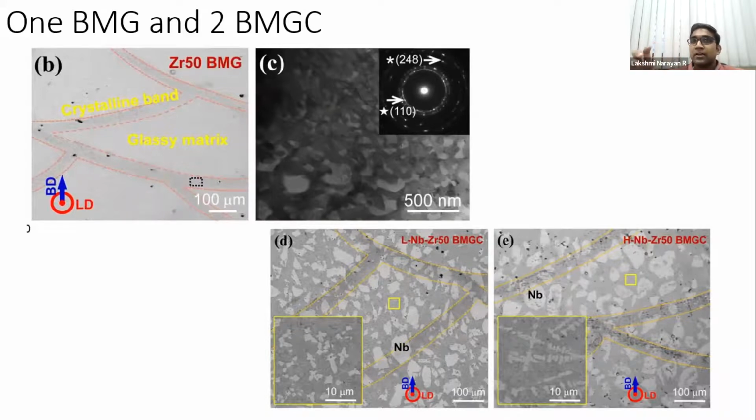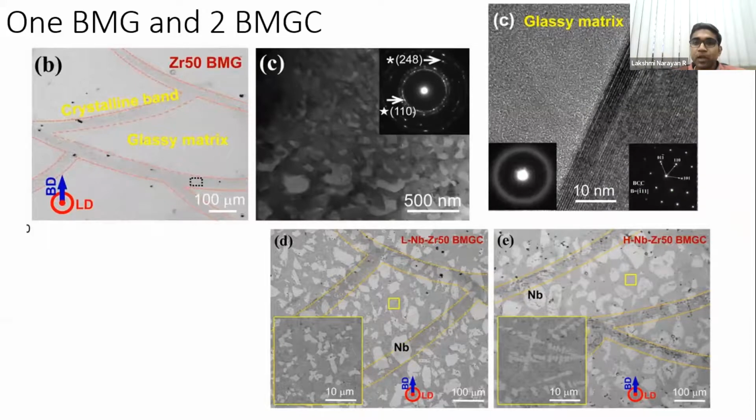So higher power leads to some melting of niobium, obviously, and that niobium gets rejected while cooling down. But interestingly, all this niobium is scattered throughout the matrix, but also within these crystalline bands, which means that the volume fraction of these nanocrystalline bands, which were forming due to reheating, is reducing. It is reducing by 50%.